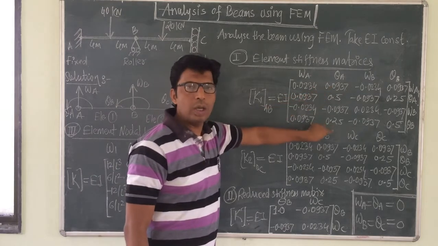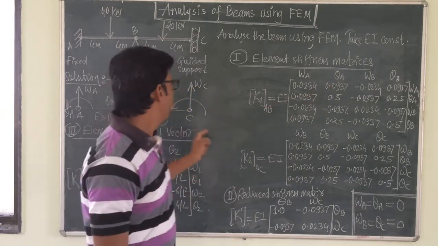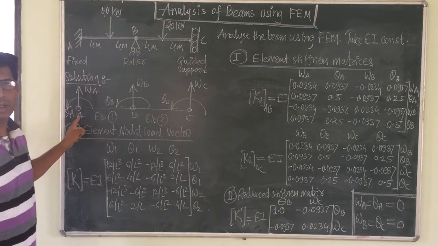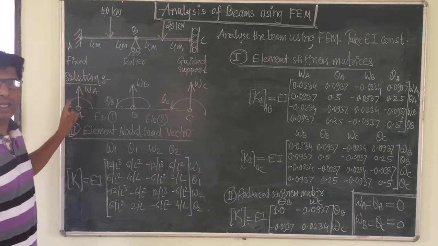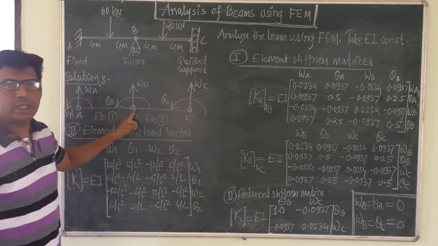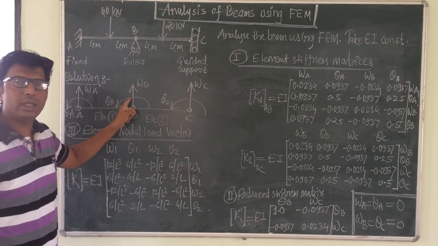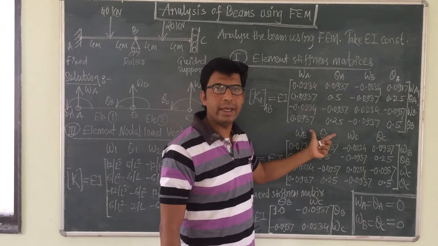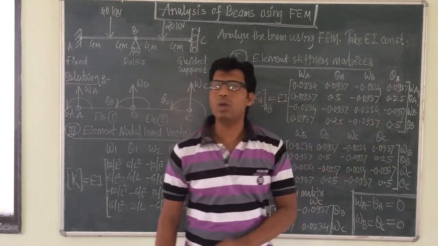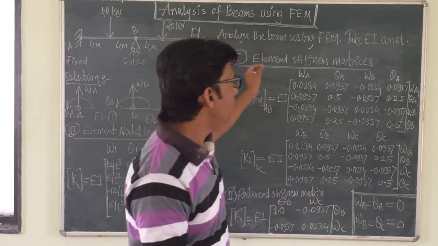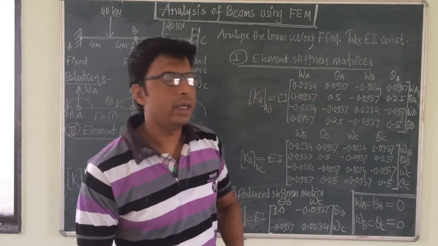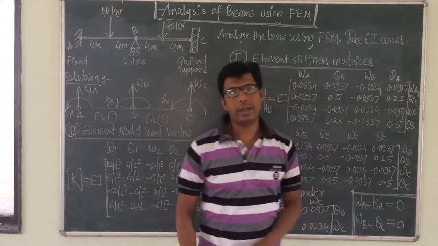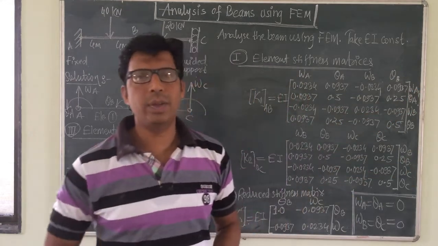The first two columns of K1 correspond to the left joint of element number 1, which is joint A. The unknowns of A are WA and theta A, and the right joint is B, with unknowns WB and theta B. So the first two columns correspond to joint A and the remaining two columns to joint B. So write down WA, theta A, WB, theta B on the top of the matrix and similarly on the right of the matrix. Okay, this is the first element stiffness matrix.